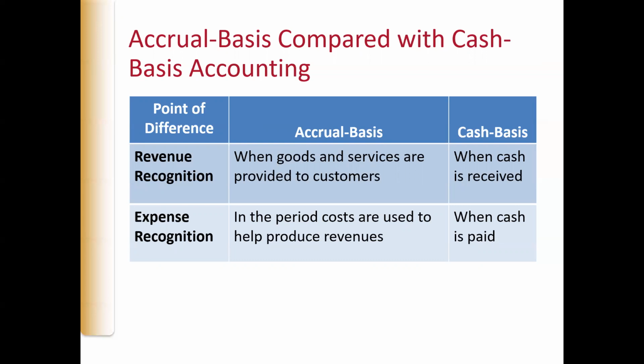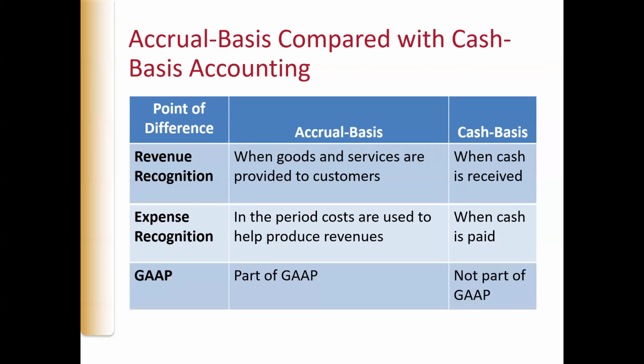But financial accounting is different. We are required for most companies to use the accrual basis. And we record those transactions when we actually provide the services to customers, we record the revenues, and we report the expenses in the period those costs are used to produce the revenue. Now, the accrual basis is GAAP, generally accepted accounting principles, period. The cash basis is not GAAP.